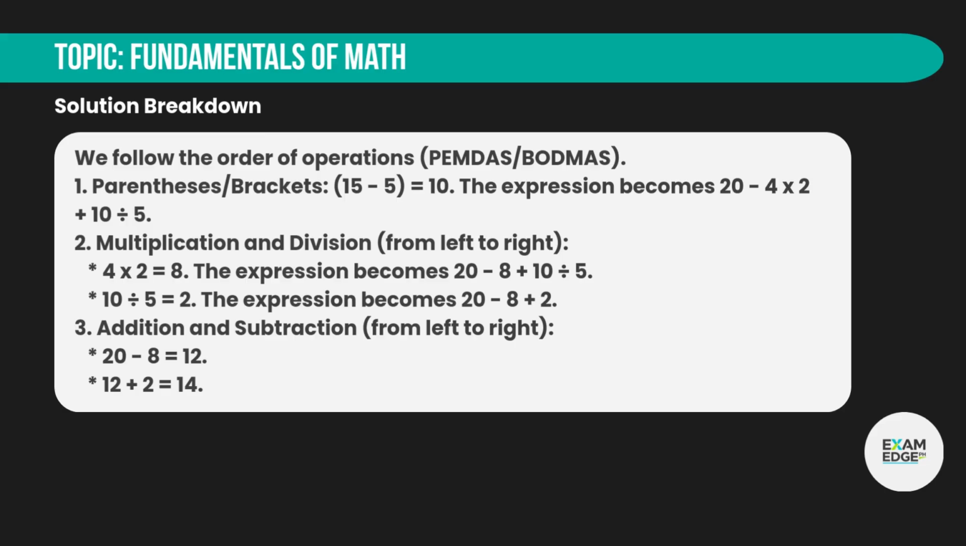2. Multiplication and division, from left to right. 4 times 2 equals 8. The expression becomes 20 minus 8 plus 10 divide by 5. 10 divide by 5 equals 2. The expression becomes 20 minus 8 plus 2. 3. Addition and subtraction, from left to right. 20 minus 8 equals 12. 12 plus 2 equals 14.